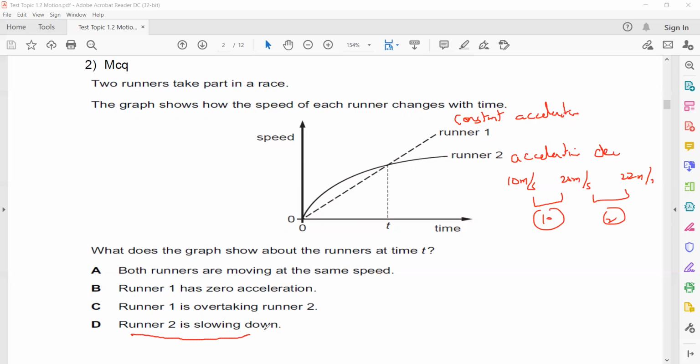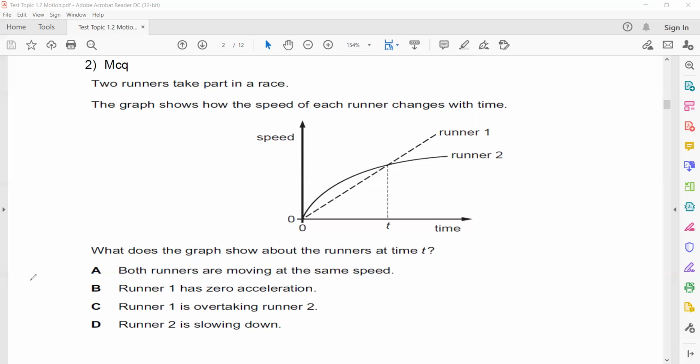In option D, they are saying runner 2 is slowing down. That's wrong. Why is it wrong? Because you can see the value of the speed is increasing. If I use the numbers like this, 5, 10, 15, 20, 25, 30, when you check the value of the speed, it was 5 for runner 2, then it becomes 10, 15, 20. So the speed is continuously increasing. That's why it cannot be D. And the correct answer is A, that at this point, both runners have the same value of the speed. Is it clear, Abdullah? Abdullah Sarfraz.